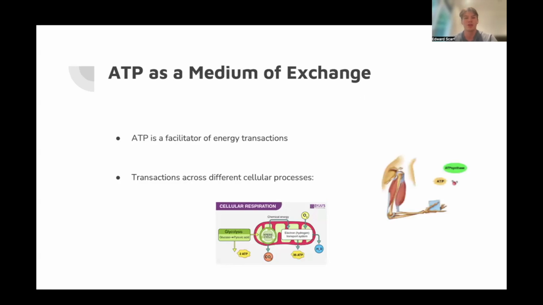A medium of exchange facilitates transactions between parties. ATP is the primary molecule that facilitates energy transfers within cells and different cellular processes, inherently acting as a medium of exchange. Just as money enables interactions in our modern economy, ATP allows for biological chemical interactions between different cellular processes.